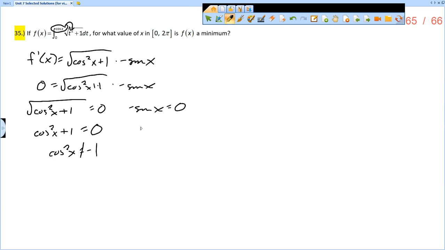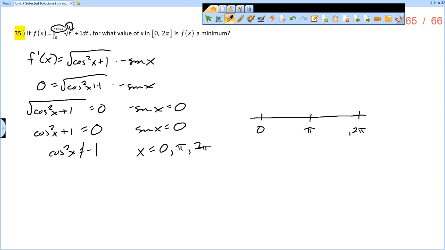Now I divide by negative 1, I get sine x equals 0. And so when is sine equal to 0? That is at 0, pi, 2 pi, and so on. And so I get 0, pi, 2 pi, because that is our interval, 0 to 2 pi. So now I've got 0 as an endpoint, I've got pi in the middle, and I've got 2 pi as the other endpoint.